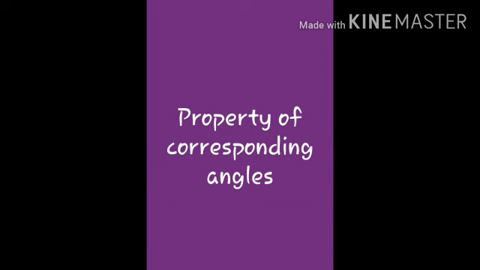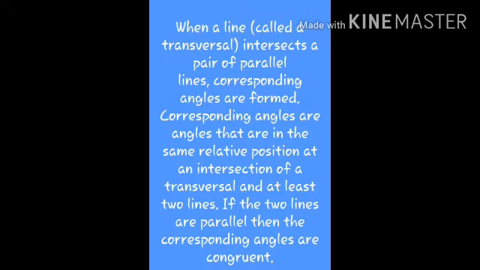Now we are going to study property of corresponding angles. When a line called a transversal intersects a pair of parallel lines, corresponding angles are formed. Corresponding angles are angles that are in the same relative position at an intersection of a transversal and at least two lines. If the two lines are parallel, then the corresponding angles are congruent. The same property of corresponding angles we are going to study with the help of a diagram. We will see what are corresponding congruent angles.